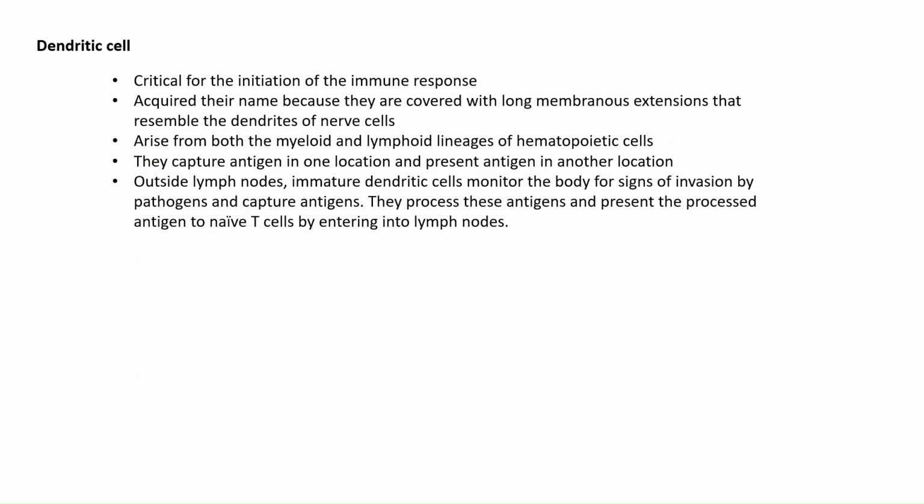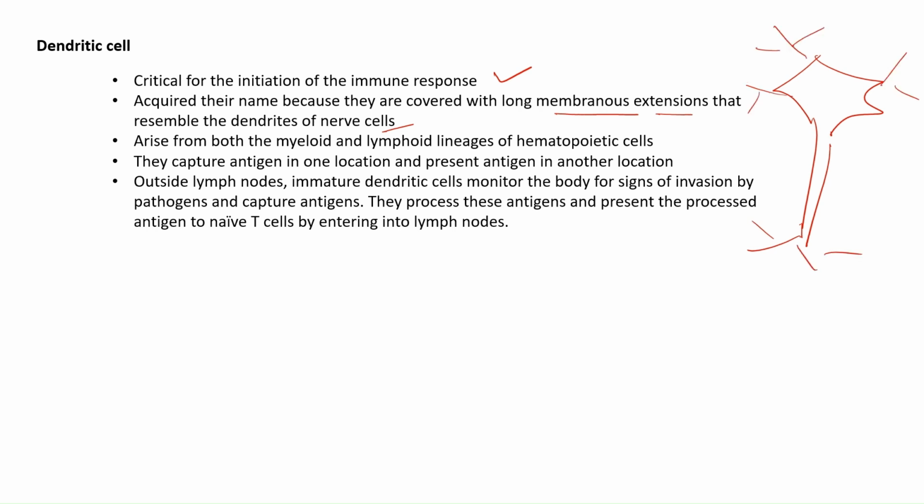Now coming to the dendritic cell, they are critical for the initiation of immune response. They acquired their name because they are covered with long membranous extensions that resemble the dendrites of nerve cells. If you remember the structure of a nerve cell, it is like this. The dendritic cells also look like this, so we call them dendritic cells. They arise from both myeloid and lymphoid lineages of hematopoietic stem cell, which we already saw during the video on hematopoietic stem cells. They capture antigen in one location and present antigen in another location.